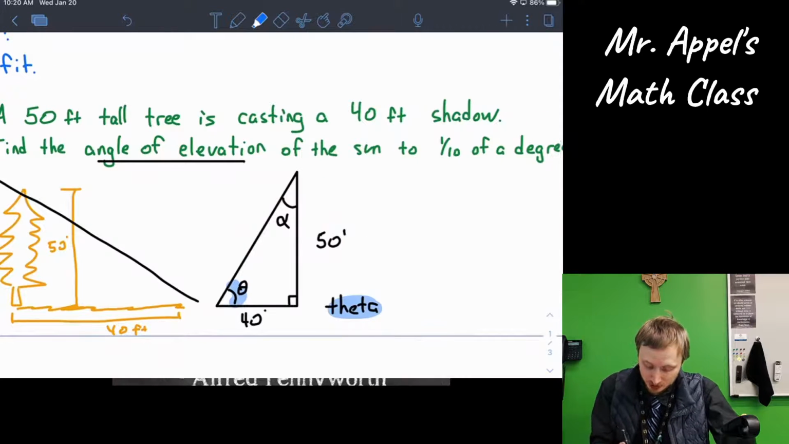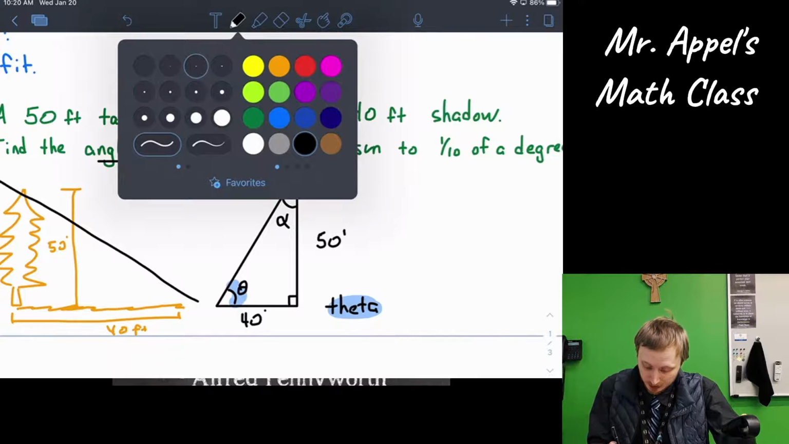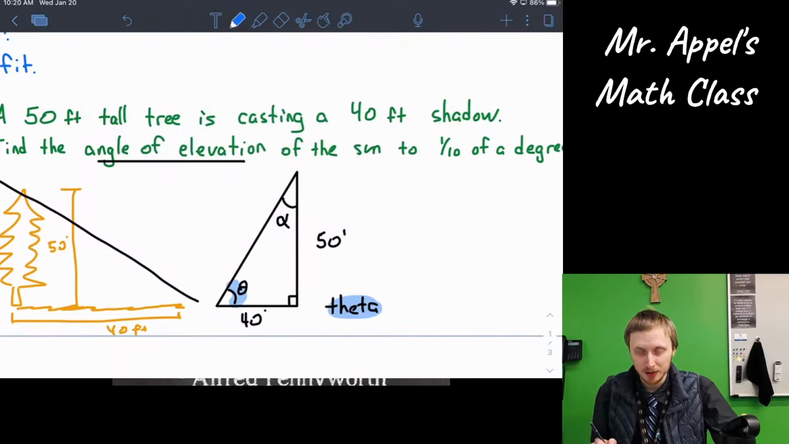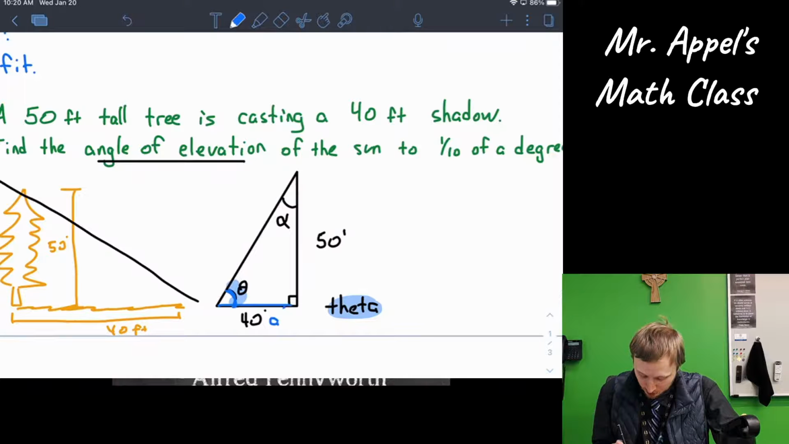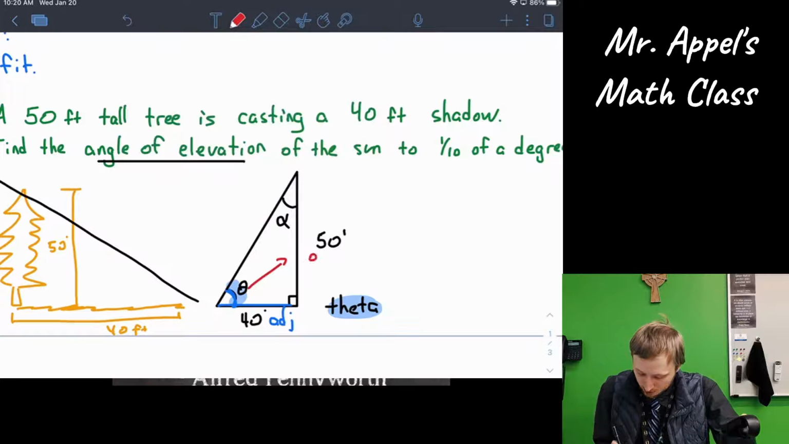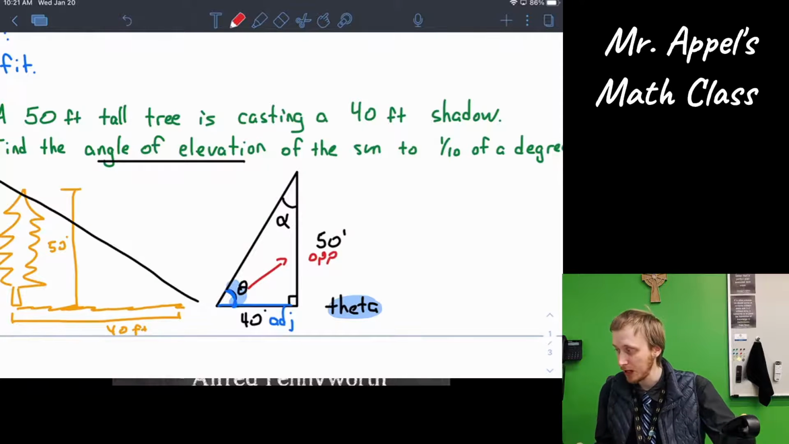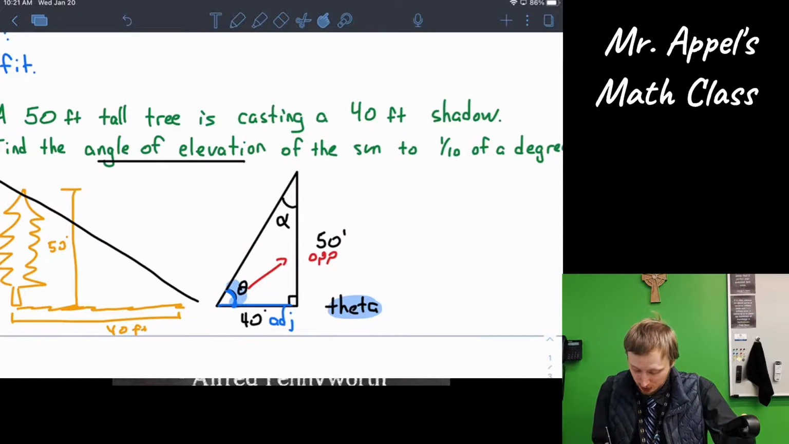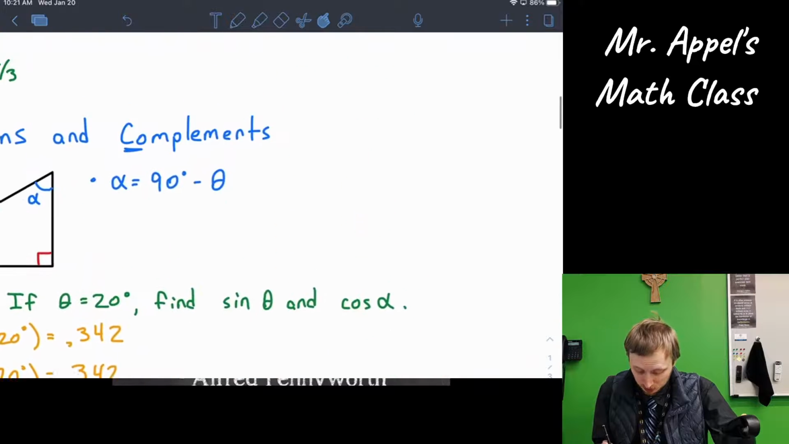We have which sides of our triangle compared to this angle. We have the adjacent side. And over here we have the opposite side. So which one, opposite and adjacent?